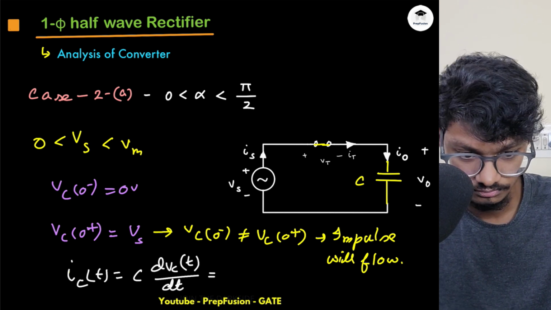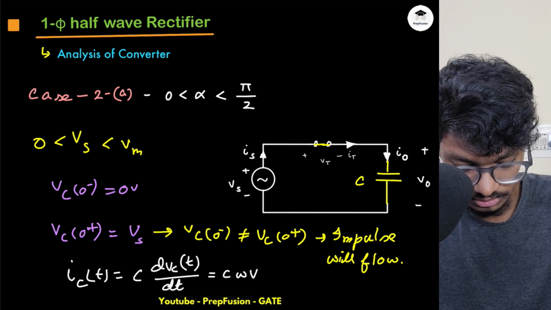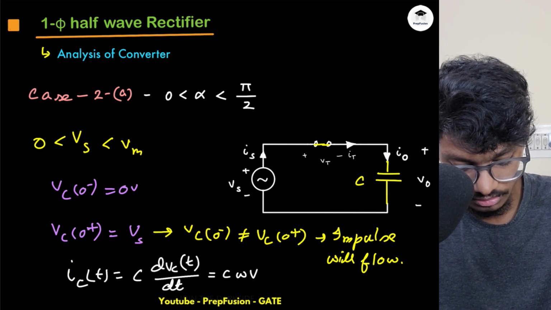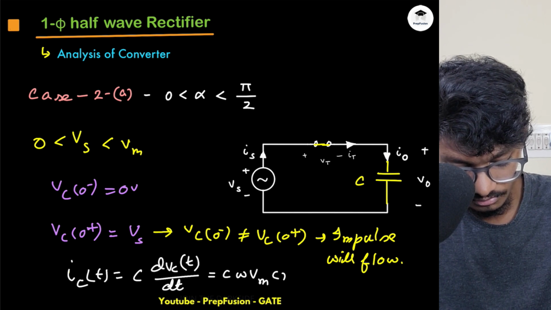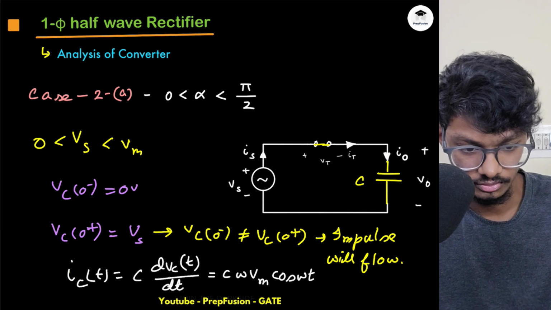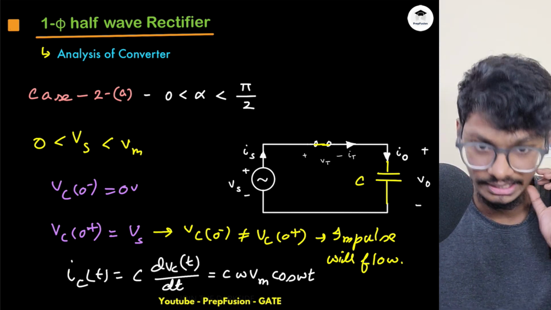So this is equal to C VM cos omega t. Okay, so this will be the IC(t).